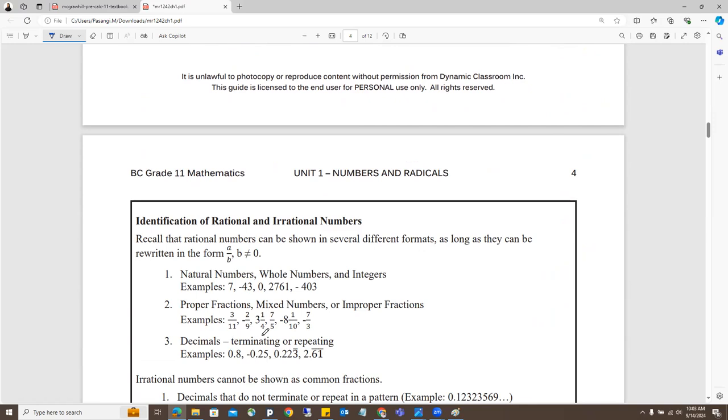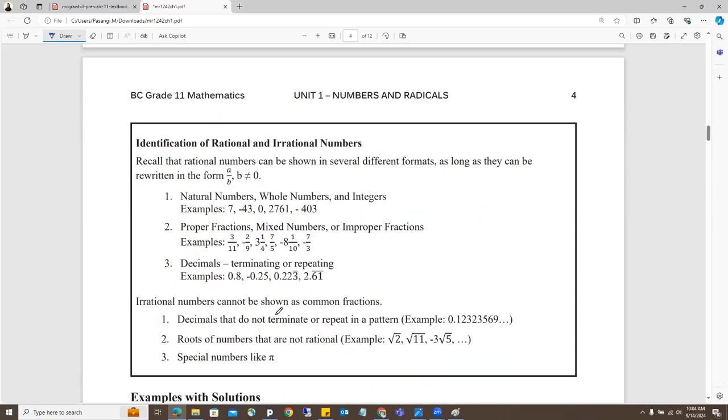Recall that rational numbers can be shown in several different formats as long as they can be rewritten in the form a over b, where b is not equal to zero. Natural numbers, whole numbers and integers come under the rational numbers. Proper fractions, mixed numbers and improper fractions also come under rational numbers.